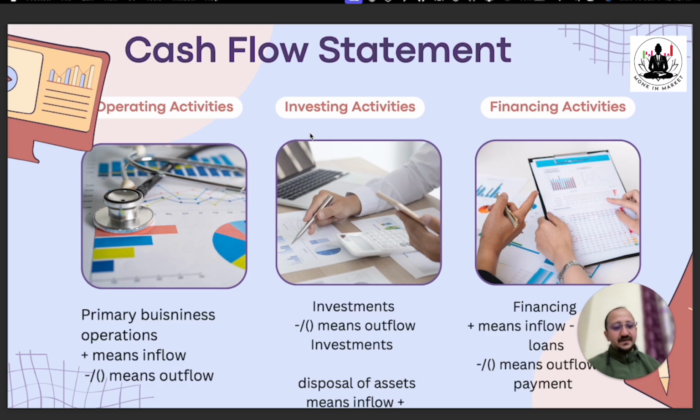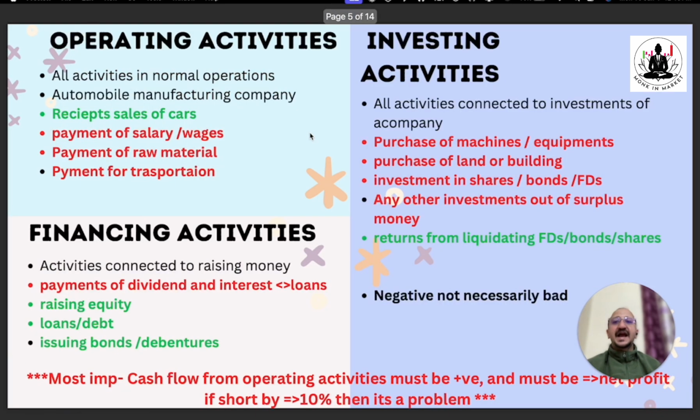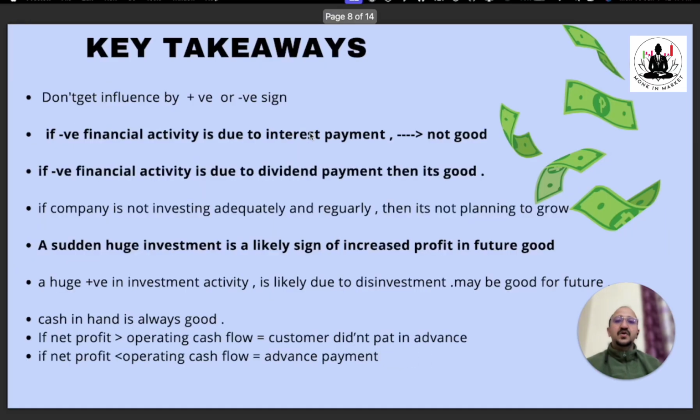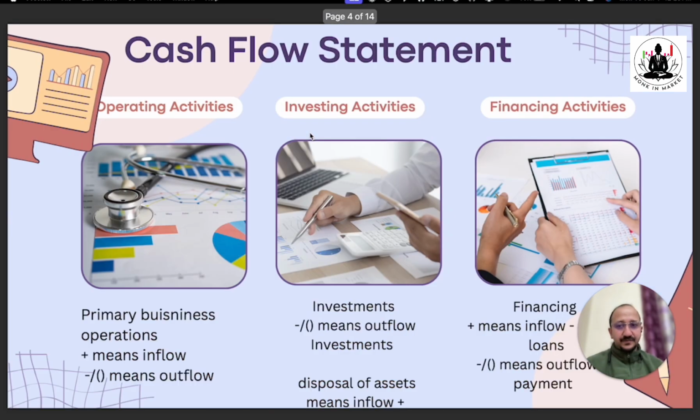As the name itself suggests, it is something regarding cash, how cash is flowing within a company. There were three headings over there: operating activity, investing activity, and financing activity. Very interesting, guys. All businesses have some core operations. The cash involved in the main operations is called operating activities. These are the primary business operations. I hope this is clear.